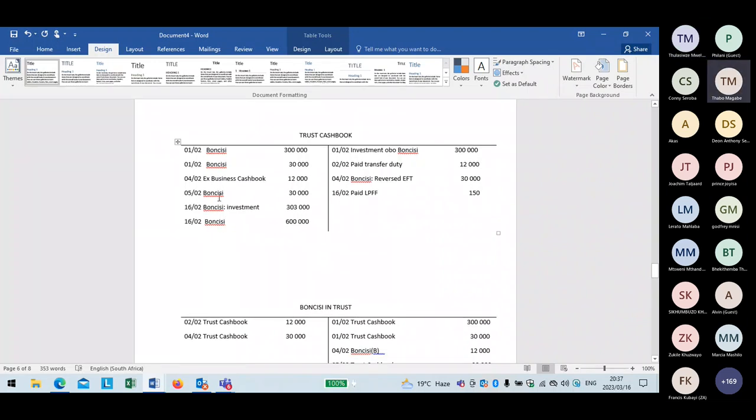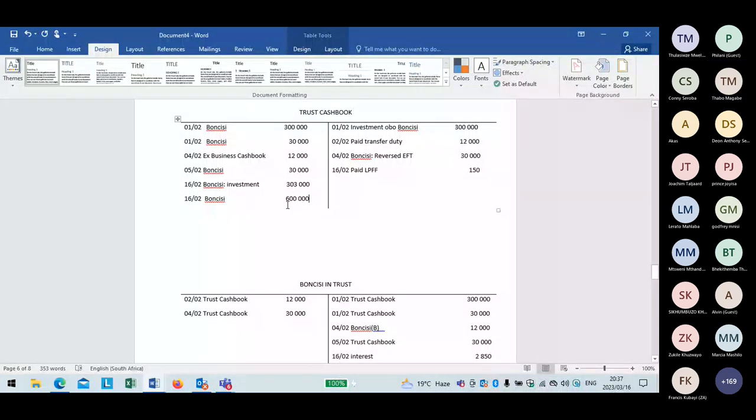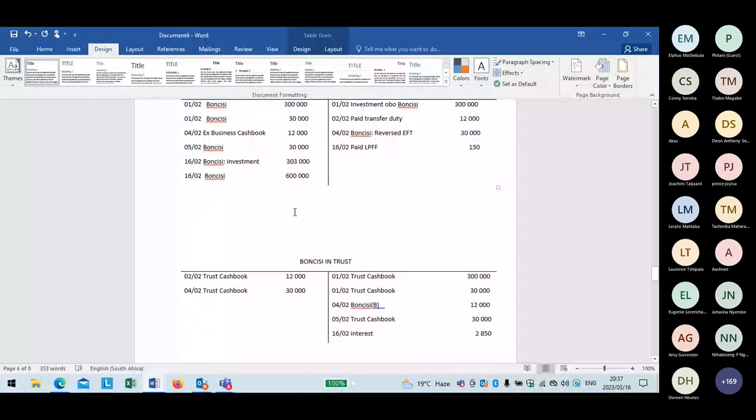600,000. What else do we do? After we debit the trust cash book. So can I just check it? May I please ask a question? We credit with regard to the 600,000. Which is the balance?